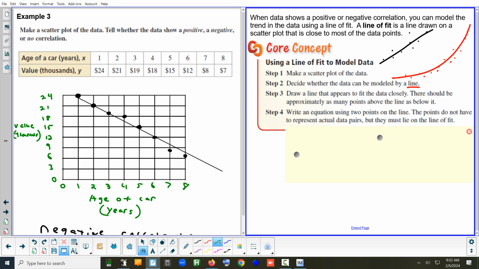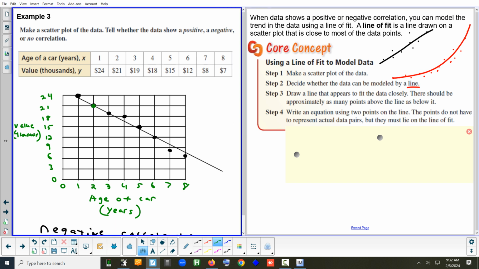So let's say I wanted to find the equation of that line. I see two points that are right on the line. These two points are actually perfect. And they were two points that were in my original data. So if I was going to do step four, I'd probably just use those two points in green.